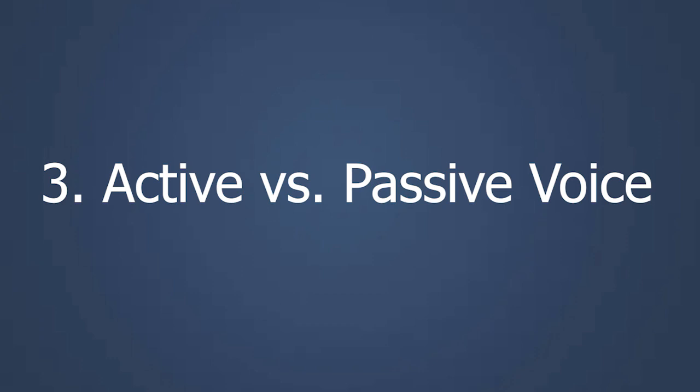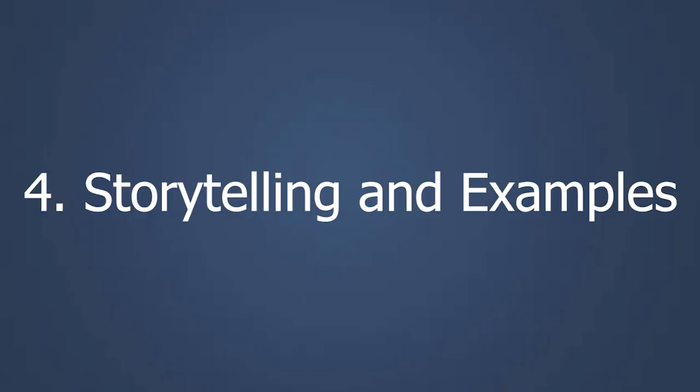Active versus passive voice. Use active voice for clarity, especially with a general audience. It makes sentences clearer and more direct. Storytelling and examples. Incorporate storytelling or relevant examples to illustrate points. This can be particularly effective in making abstract or complex topics more tangible.